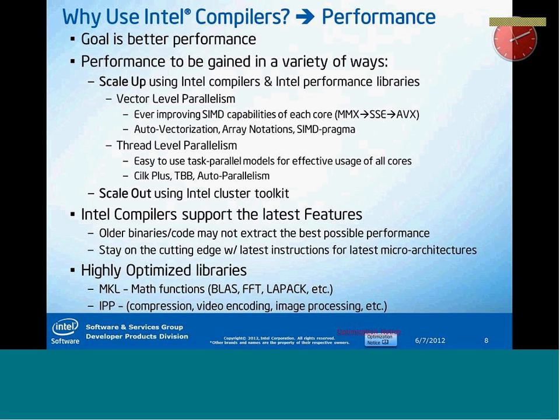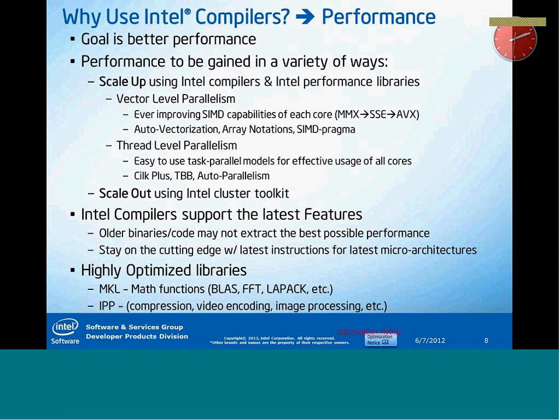Now, performance can be gained in a variety of ways, and a couple of obvious ones are to scale up within the box and to scale out. For scaling up, you can use Intel compilers and Intel performance libraries, and you exploit both levels of parallelism, and I'll explain that in more detail in the rest of the presentation. Vector-level parallelism and thread-level parallelism, for scaling up within the box. We also have the Intel Cluster Toolkit for scaling out. I'm not going to talk about it as part of this presentation, but just so that you are aware of it.